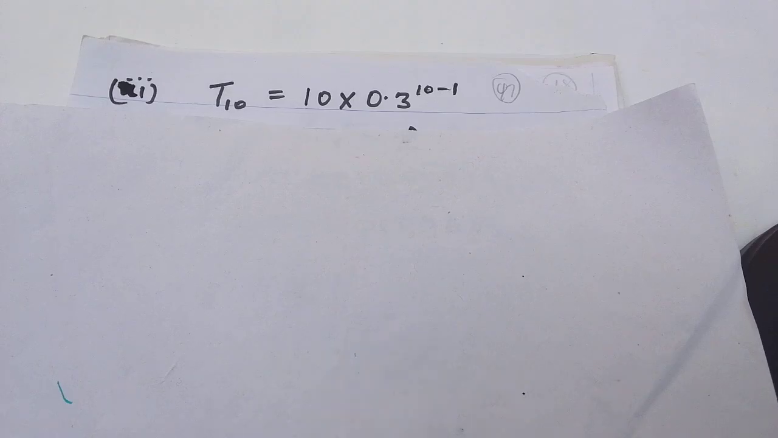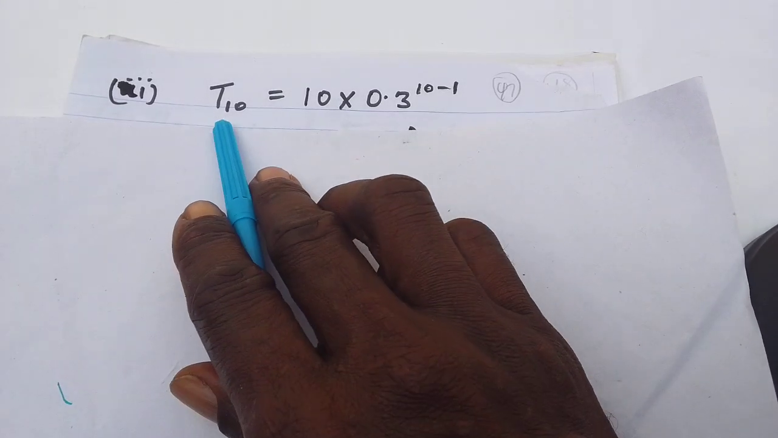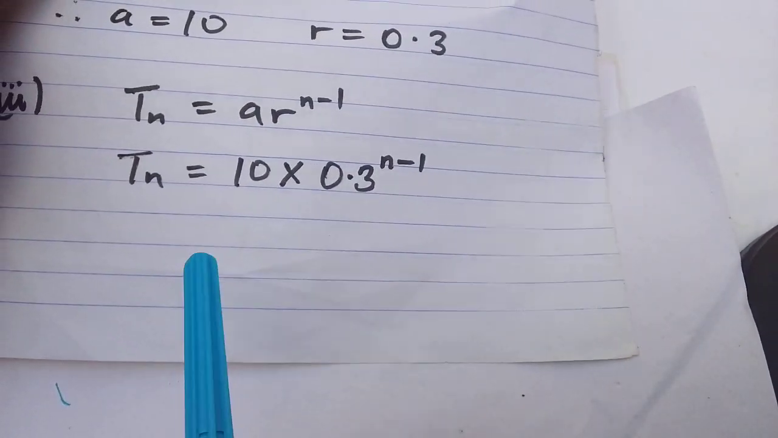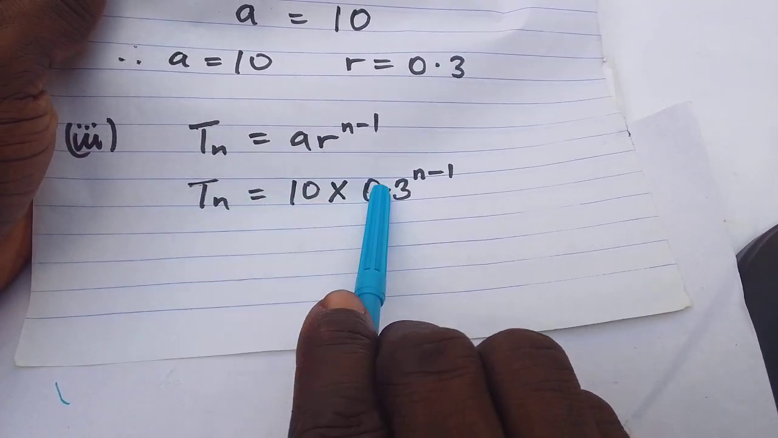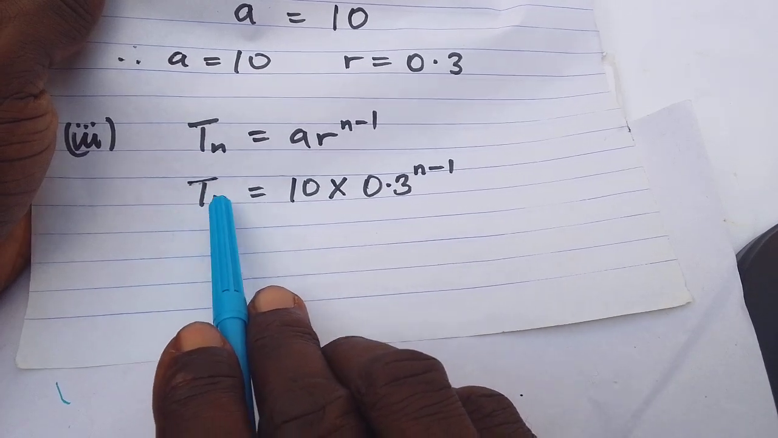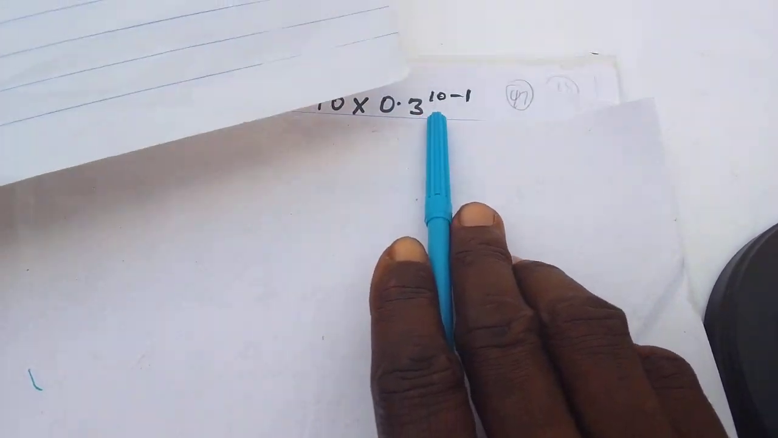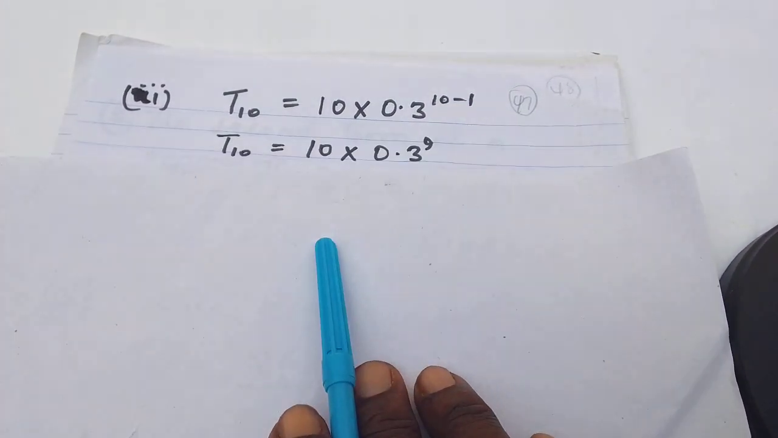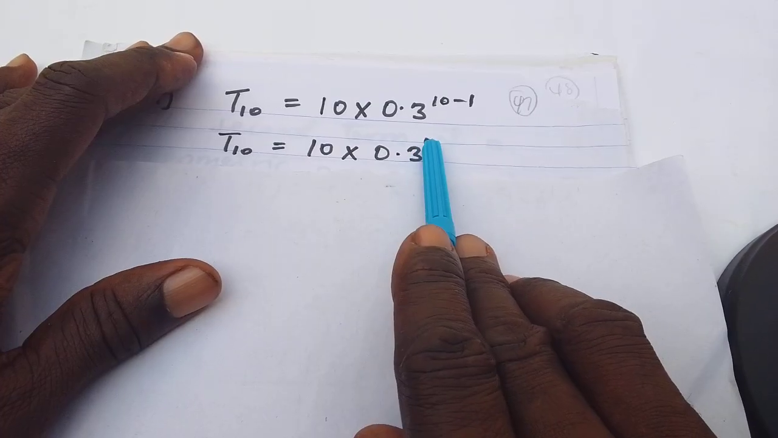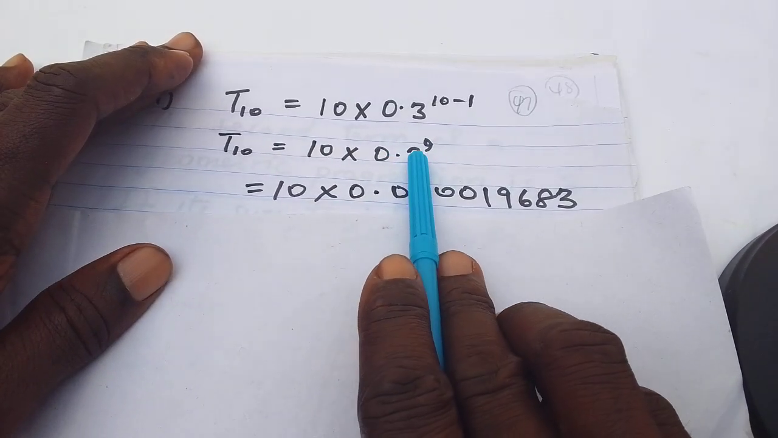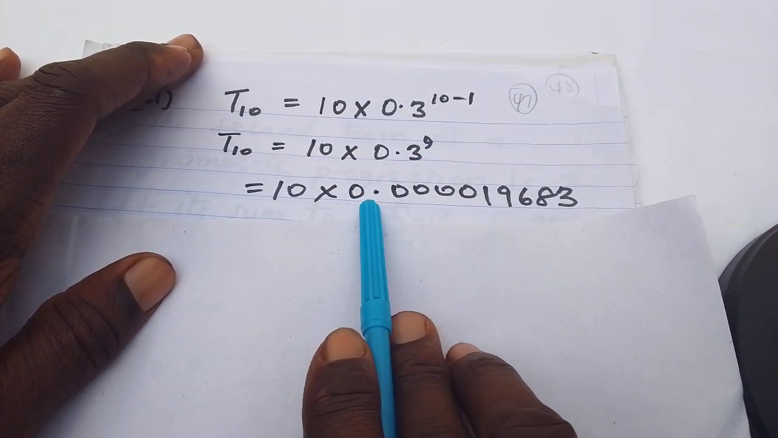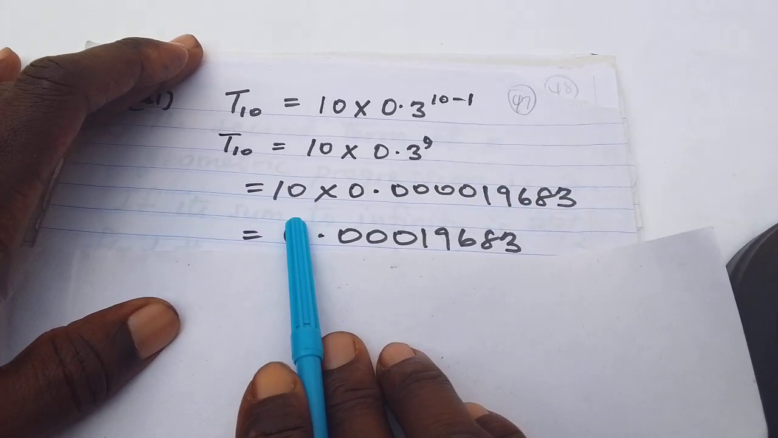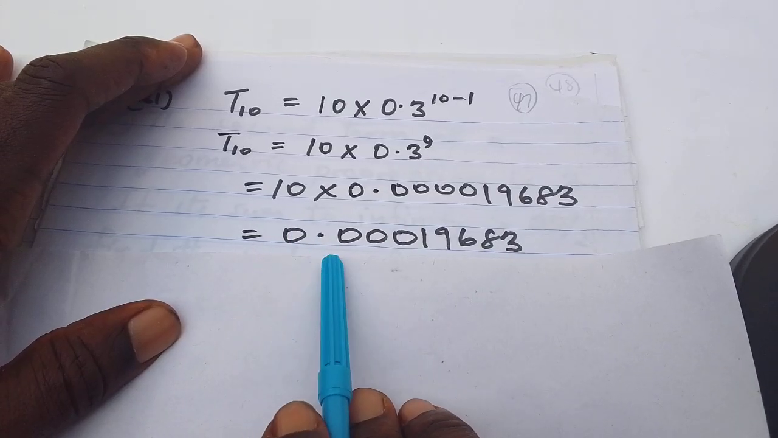From there, you are now told to look for the 10th term of this GP. For the 10th term, we can still use this general term. The nth term is 10 times 0.3, and in place of n, you put 10 minus 1. So we have 10 times 0.3 raised to power 9. So 0.3 raised to power 9 will give you 0.000019683. When you multiply this by 10, you are going to get 0.00019683.